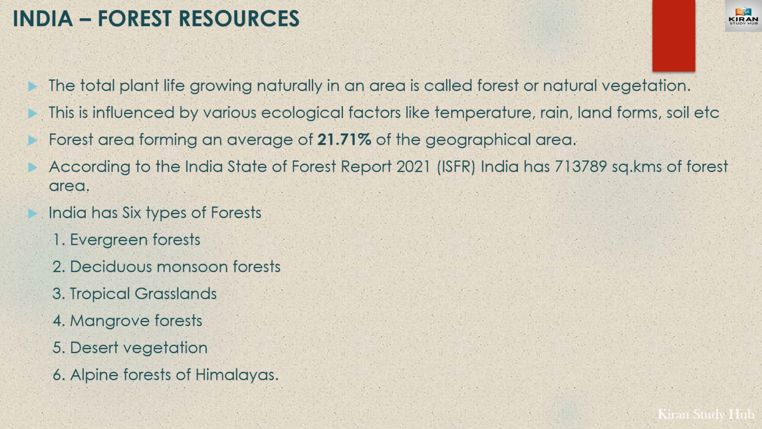India's forest area constitutes on an average 21.7% of India's total geographical area. According to the India State of Forest Report 2021, India has 7,13,789 square kilometers of forest area. India has 6 types of forest: evergreen forest, deciduous monsoon forest, tropical grassland, mangrove forest, desert vegetation, and alpine forest of Himalayas.